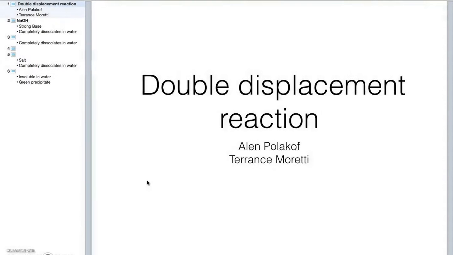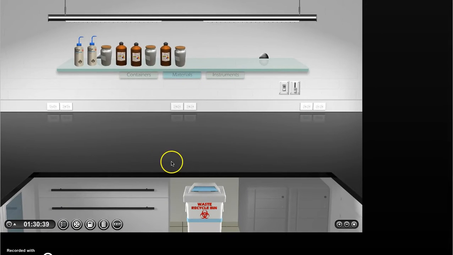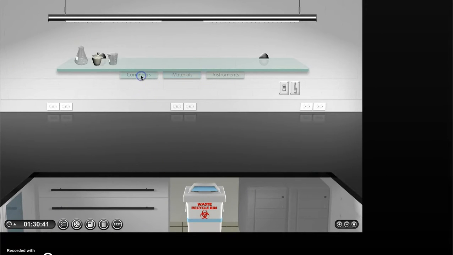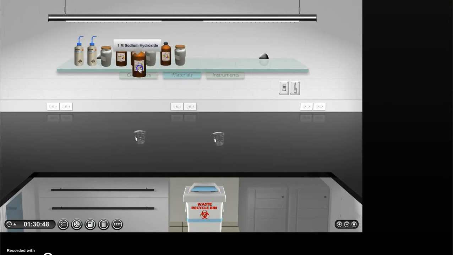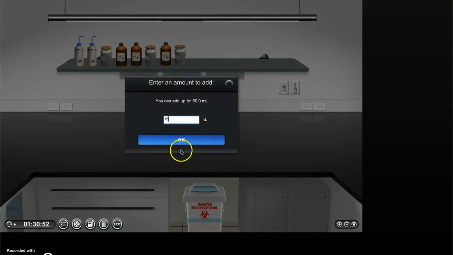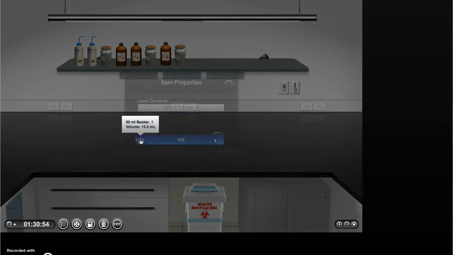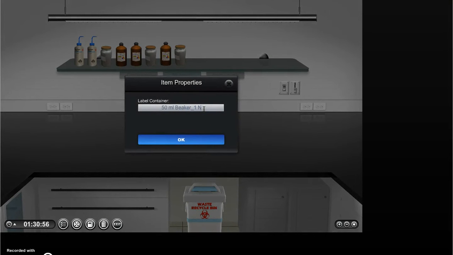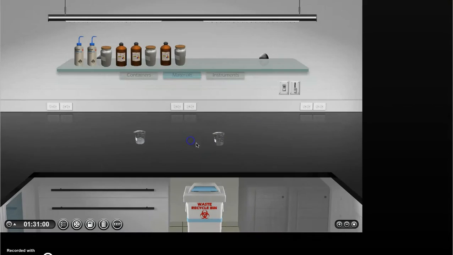In this video, we are going to show and discuss the double displacement reaction that occurs between sodium hydroxide and nickel chloride. To begin, take two 50 milliliter beakers off the shelf and place them onto the lab table. Next, place 15 milliliters of our 1 molar sodium hydroxide into one of these beakers. We will then rename this beaker Beaker 1 NaOH, the chemical formula for sodium hydroxide.